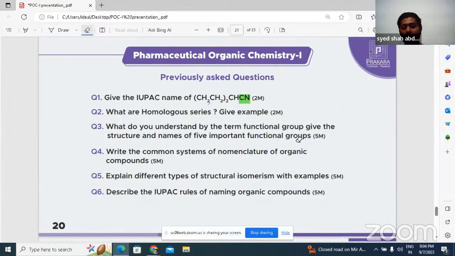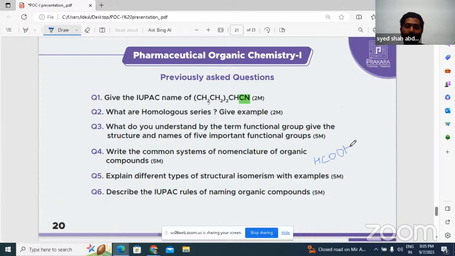Okay, next: write the common system of nomenclature of organic compounds. We have seen trivial naming, common naming. Usually, the IUPAC system of nomenclature is used, but there are compounds which have trivial names, like formaldehyde. It is a trivial name. Okay, HCOOH.